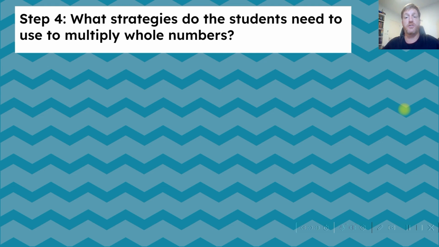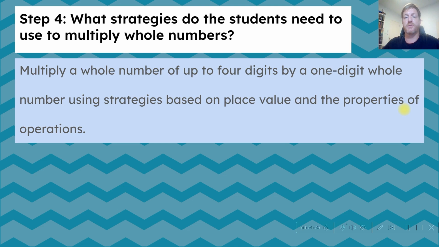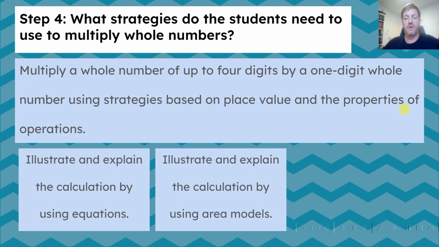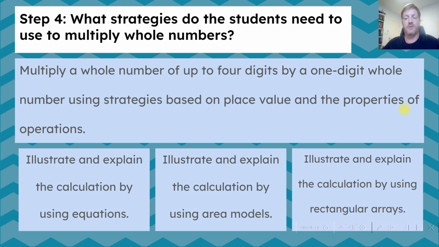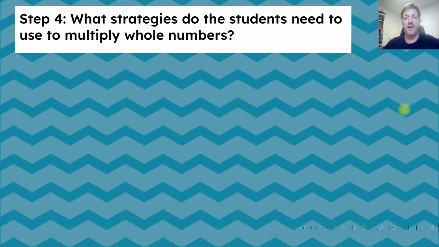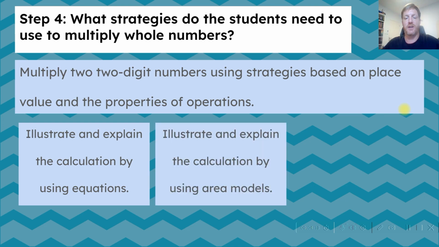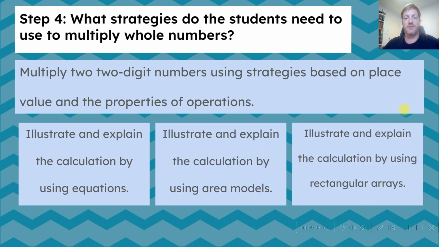So what strategies do the students need to use to multiply whole numbers? If we look at multiplying a whole number of up to 4 digits by a 1-digit whole number using place value and properties of operations, they need to do it by using equations, using area models, and using rectangular arrays. And the same goes for 2-digit numbers: equations, area models, and rectangular arrays.